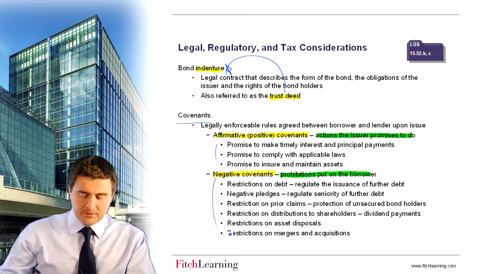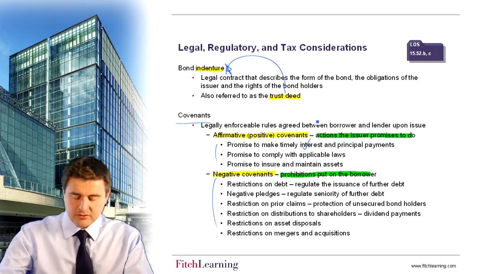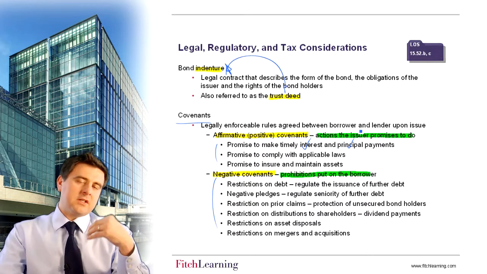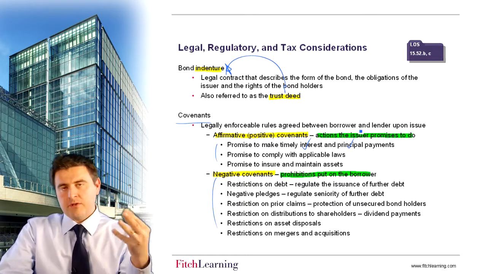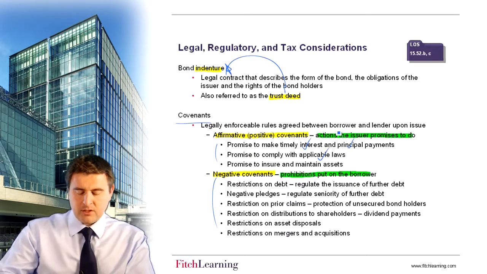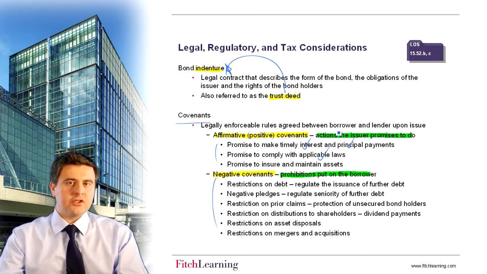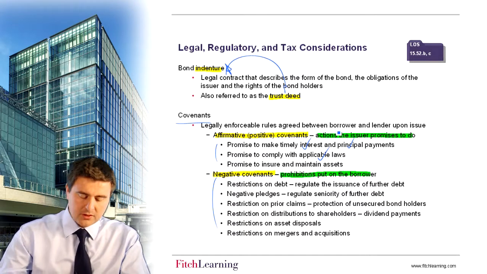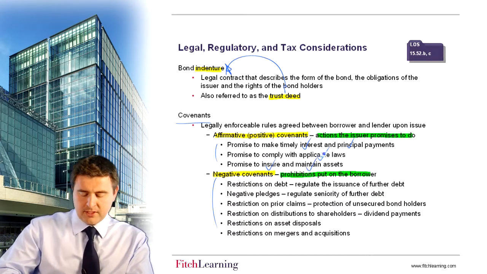So you can see there, affirmative is the promise to make timely interest and principal payments. So they're going to make the coupon payments and the redemption of nominal value on time. It's a promise, a commitment. They promise to comply with any applicable laws of the jurisdiction of maybe where the bond is issued, and a promise to insure and maintain assets.